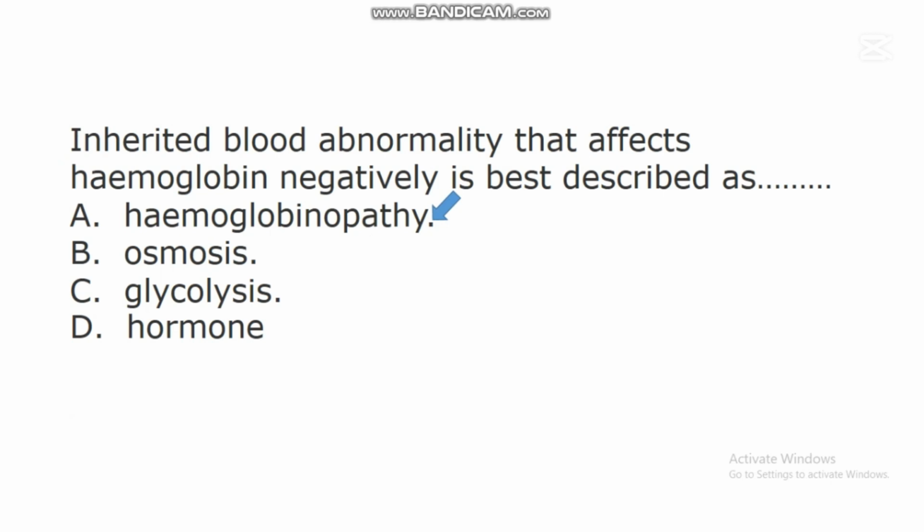Hemoglobinopathy is an inherited blood disorder or abnormality that affects hemoglobin in a negative way. This abnormality can affect the structure of hemoglobin. It can affect the function of hemoglobin in the body negatively.